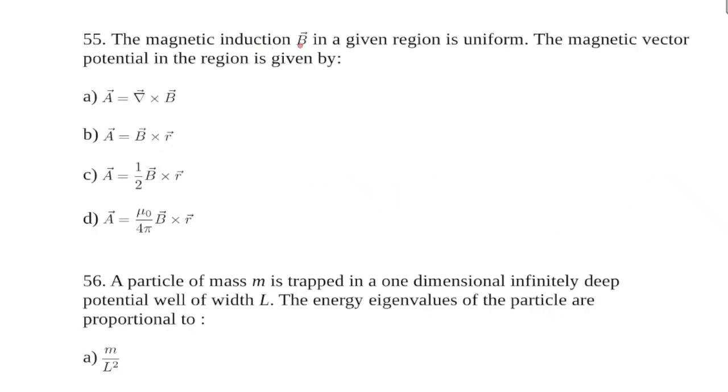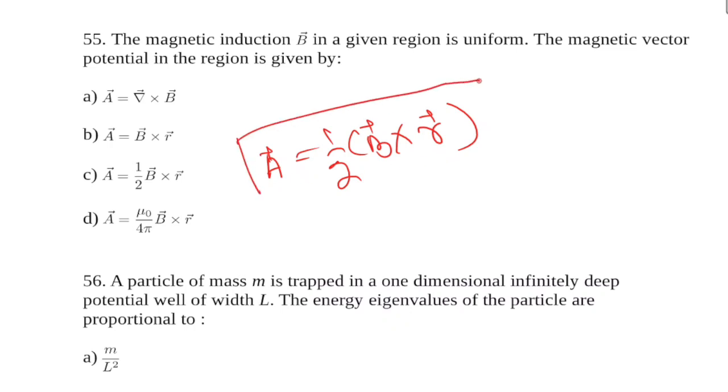55. The magnetic induction B in a given region is uniform. The magnetic vector potential in the region is given by A equals half B cross r. Okay, so this is your expression for the magnetic vector potential. This is your option C.